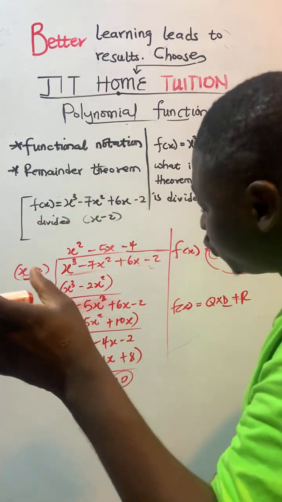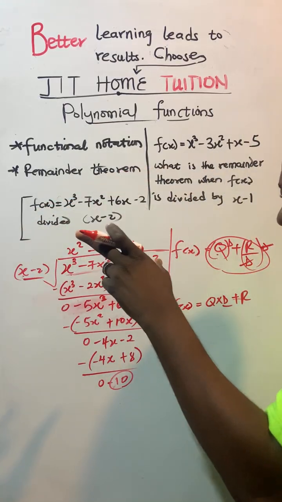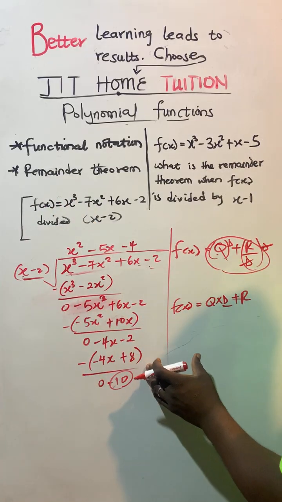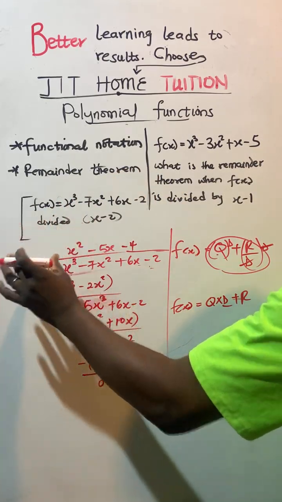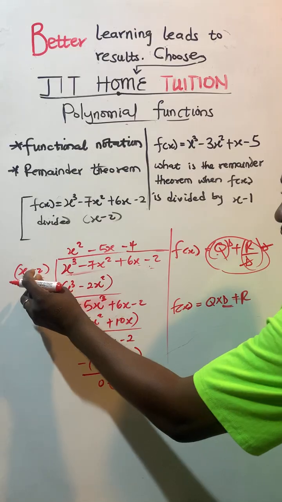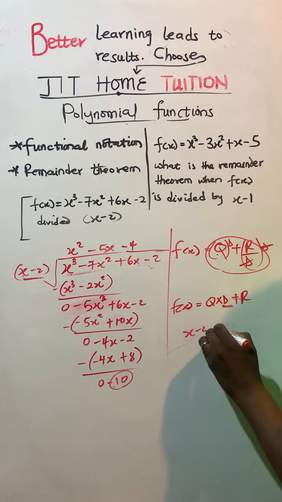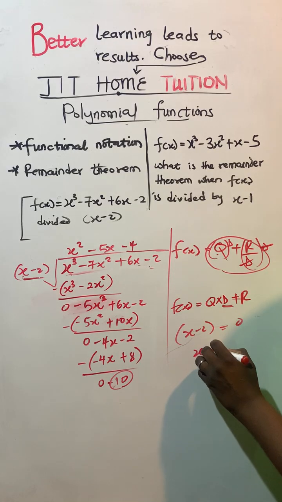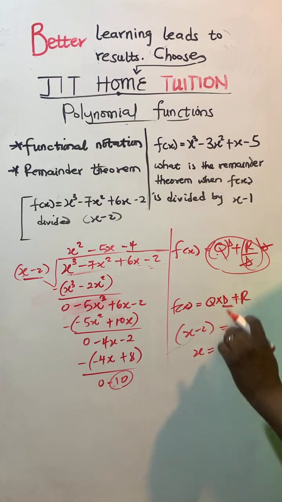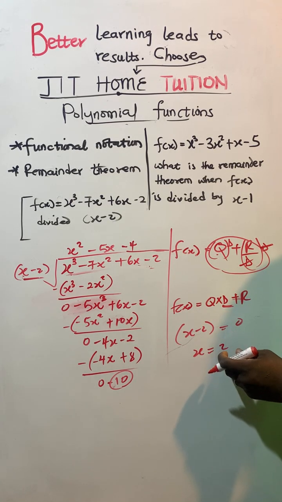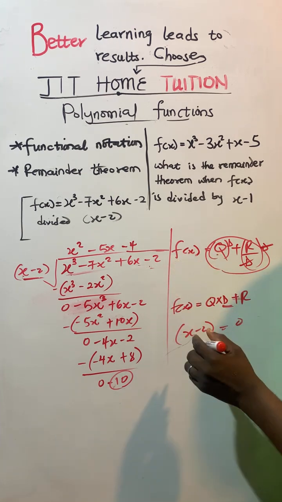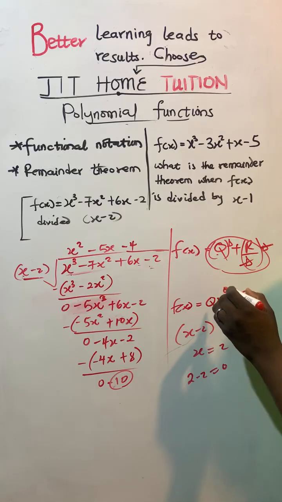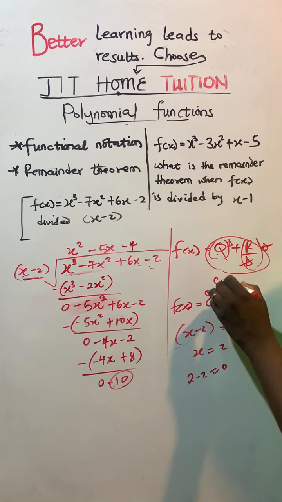So if you want to find the remainder without going through this long process, what you are going to do is take this D, which is x minus 2, and equate it to 0. So you have x equal to 2. Then you put x equal to 2 into this one, so that will become 2 minus 2, and what do you have? 0. Meaning that this side is 0. 0 times the Q will give you what?